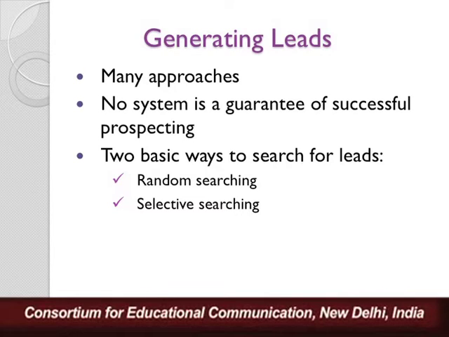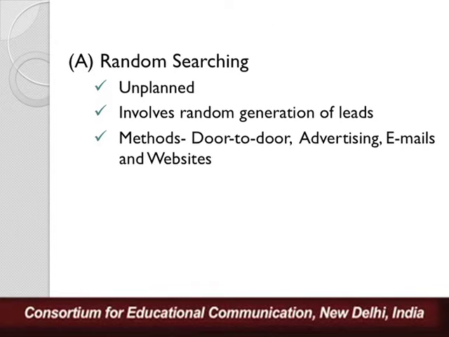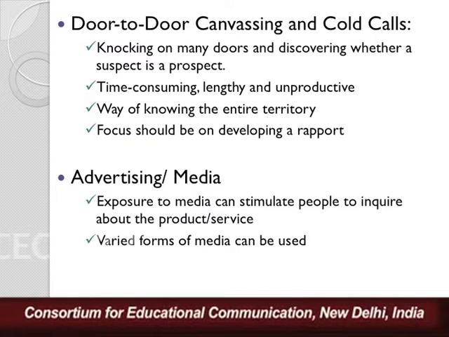The two basic ways to search for leads are random searching and selective searching. So students, we shall first talk about random searching in detail. As is clear from the name, random searching involves an unplanned and random generation of leads. Now, being unplanned and random in nature, this type of searching often tends to be time consuming and may turn out to be inefficient. The first method that can be used under random searching is door-to-door canvassing, which is also known as making cold calls.